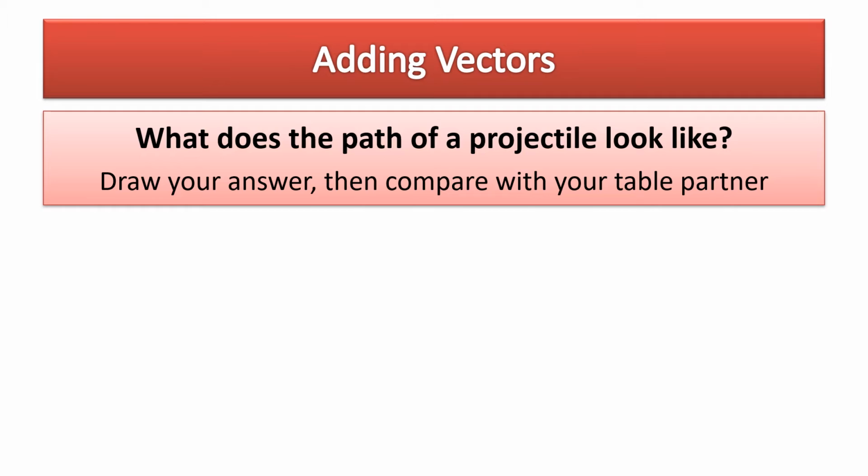So, what does the path of a projectile look like? Draw your answer and then compare with a table partner. A projectile is basically anything, think of a ball being thrown. So let's say you have a person here and they're going to throw this ball somewhere. The initial velocity is going to point this way, but then what happens after that? I don't know.